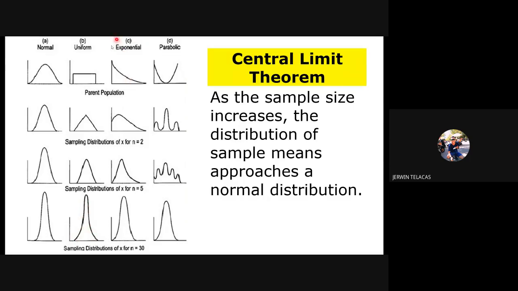Another is yung exponential function natin or exponential distribution natin. So, ganito yung graph niya. Hindi siya bell curve. So, pag kuha tayo ng 2 samples, what happened? So, somehow nagiging bell curve na siya. Then, raramihan natin, dagdagan natin. Let's say we are going to take 5 samples, 30 samples, okay, until such time na nagiging bell curve or nagiging normally distributed. Ganon din sa parabolic. So, yun yung sinasabi ni central limit theorem.